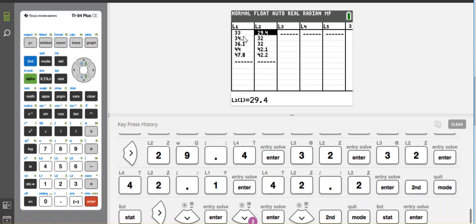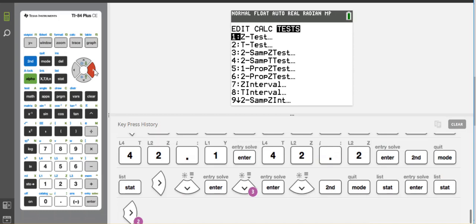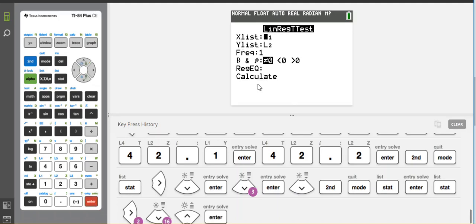I put the values of x in list 1 and the values of y in list 2. That's my common way of doing it. Then I go to statistics and over to test, and I scroll down to the linear regression t-test, which is F, and hit enter. I put the x values in L1 and the y values in L2, and the frequency is 1.